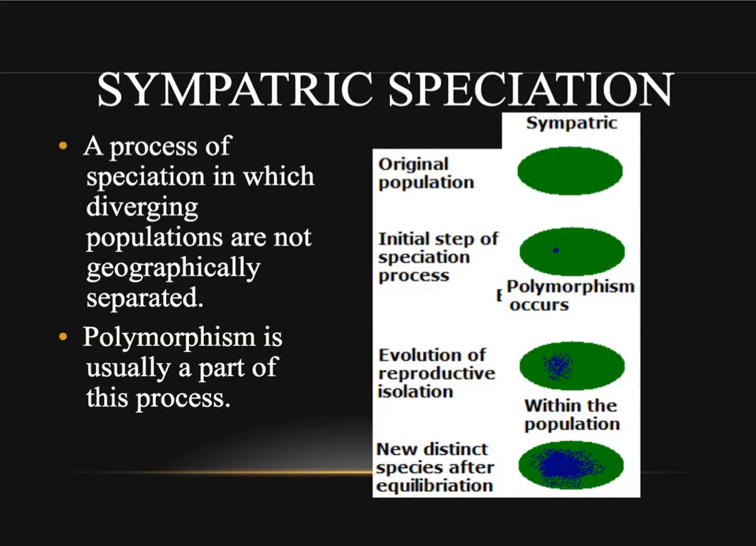Now, the next mode of speciation is sympatric speciation, which is a process where a new species evolves from a single ancestral species while both inhabit the same geographic region. Polymorphism is usually a part of this process. This incites genetic variation within the ancestral population, which causes a new species to evolve.